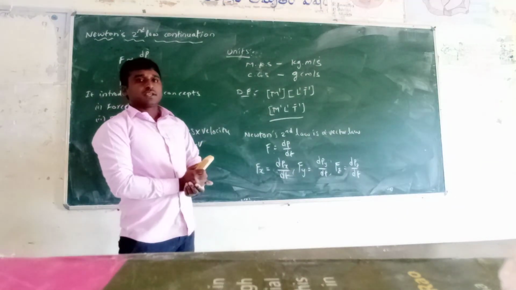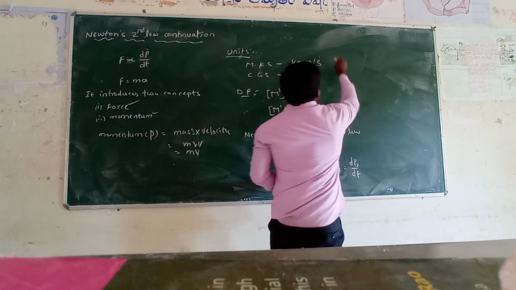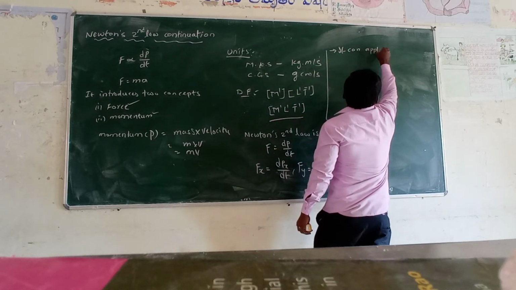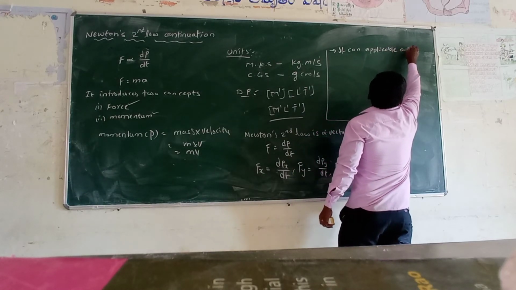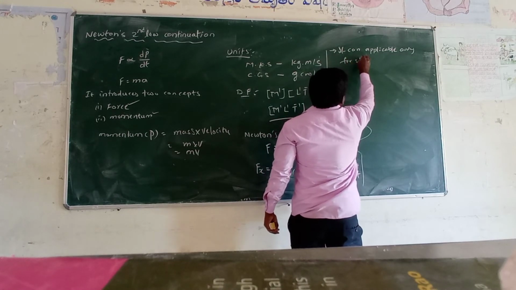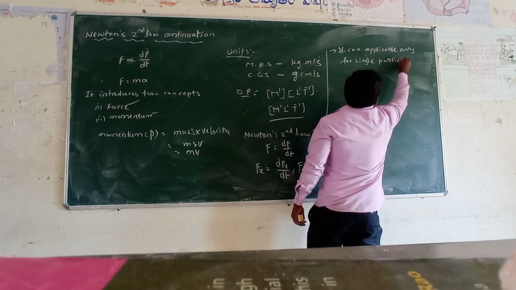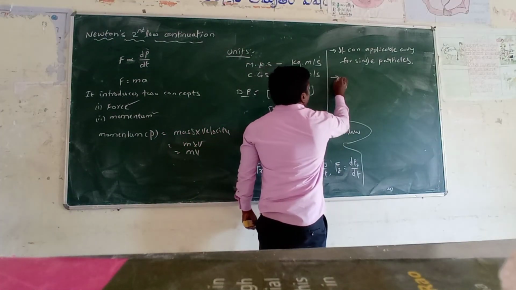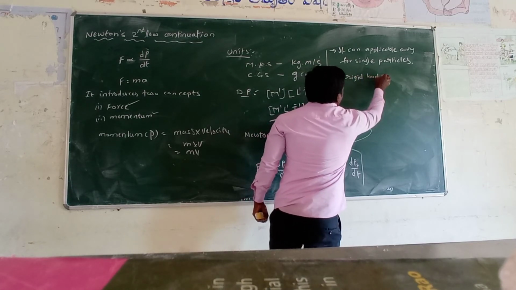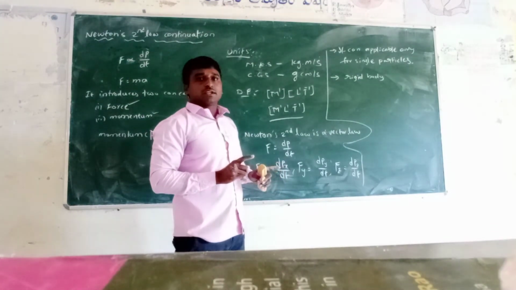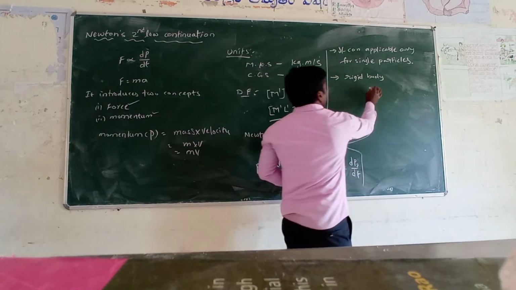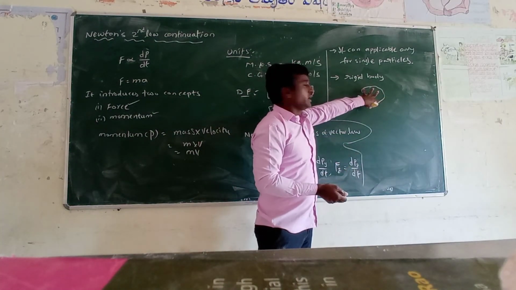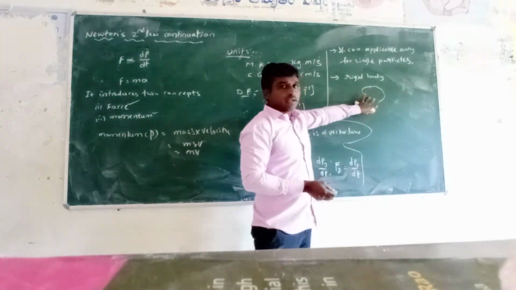Newton's second law in this form is applicable only to a single particle. In the case of a rigid body, a body is a system of particles, formed by a group of particles. In this case, we can take this Newton's second law.